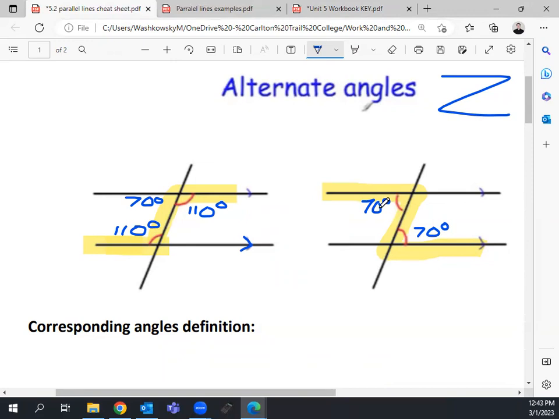The key thing to remember there is the Z. You don't even have to remember that Z means alternate angles. You just have to remember that a Z means that there are two angles that are the same. That's all you really need to take away from that.